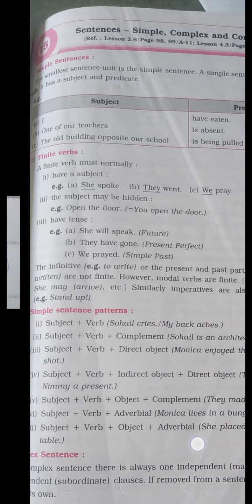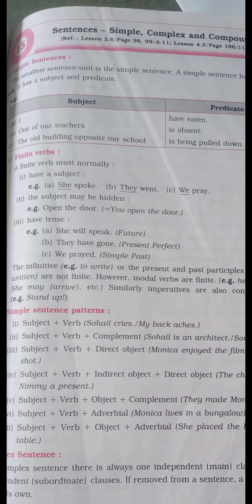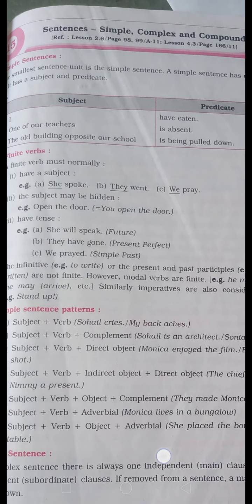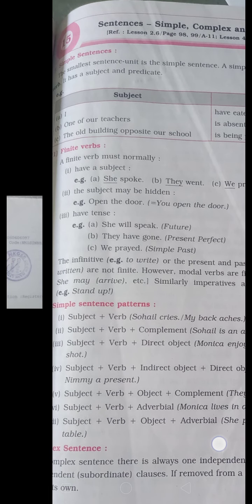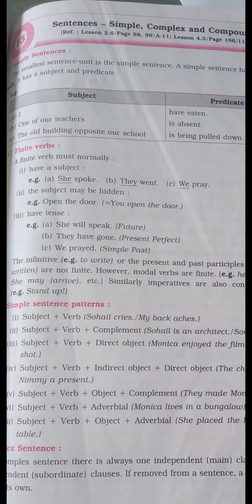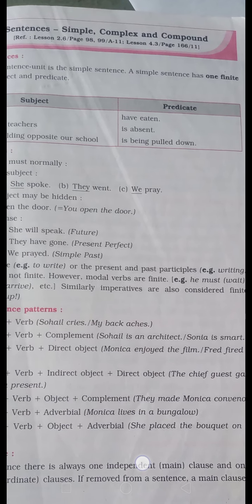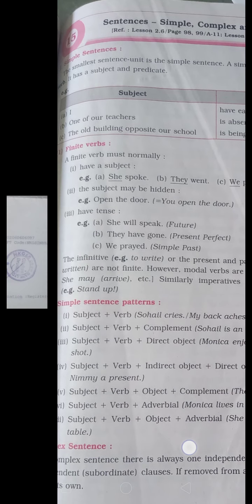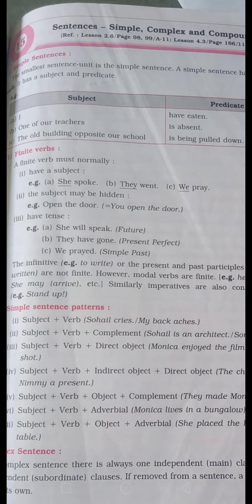Then next, subject plus verb plus adverbial, meaning an adverbial phrase is there. "Monica lives in a bungalow." Monica is the subject, lives is the verb, and in a bungalow is the adverbial phrase. Next, subject plus verb plus object plus adverbial. "She placed the bouquet on the table." She is the subject, placed is the finite verb, the bouquet is the object, and on the table is the adverbial phrase. This is the normal structure of simple sentence patterns.